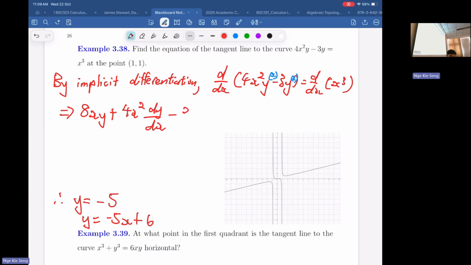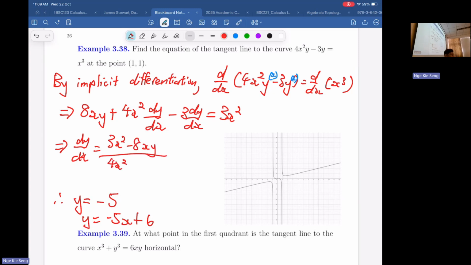The other one is just the 3 dy/dx. And then on the right-hand side, you get 3x. So your dy/dx should be (3x squared minus 8xy) over (4x squared minus 3). Is everyone happy with this derivative here, using the product rule? Here is the product of functions in x, so you need to apply the product rule.